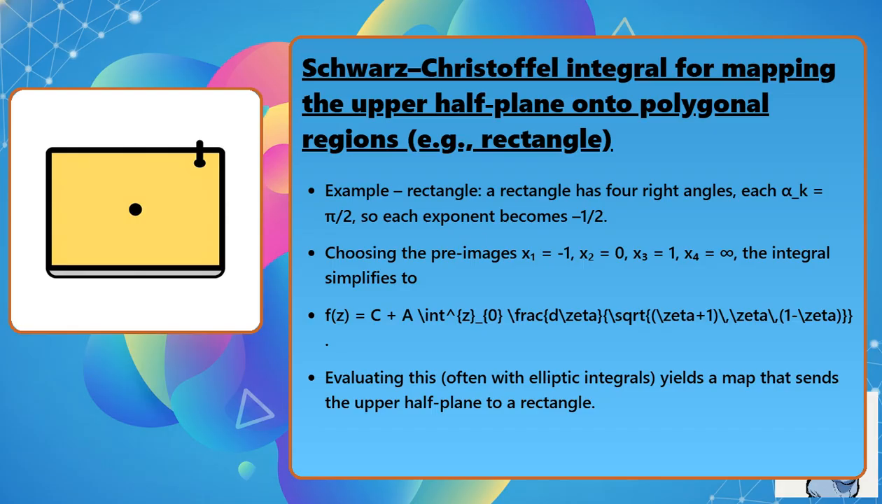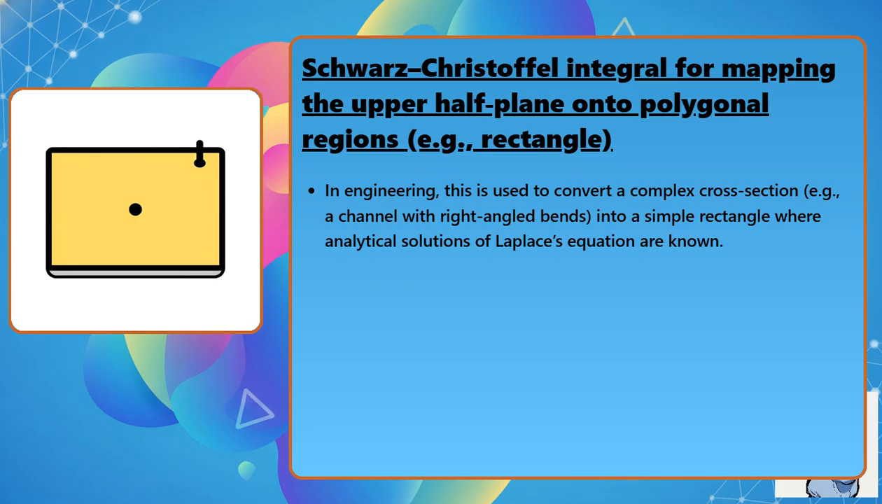Evaluating this, often with elliptic integrals, yields a map that sends the upper half plane to a rectangle. In engineering, this is used to convert a complex cross-section, for example a channel with right-angled bends, into a simple rectangle where analytical solutions of Laplace's equation are known.